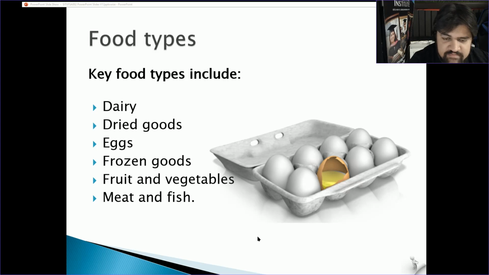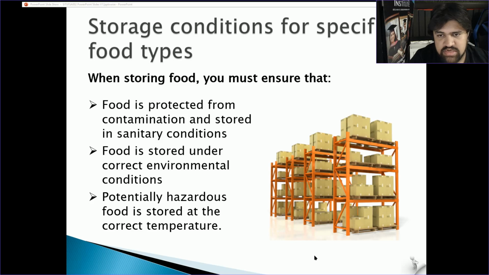Meat and fish, so depending on if it's cooked or you want it frozen, you could go frozen, you could say between negative 10 and negative 18 if you're saying cooked, and in the fridge or served hot, you could say above 60 degrees in a hot bar. Storage conditions for specific food types. When storing food, you must ensure that food is protected from contamination and stored in sanitary conditions. Food is stored under correct environmental conditions. Potentially hazardous food is stored at correct temperature.